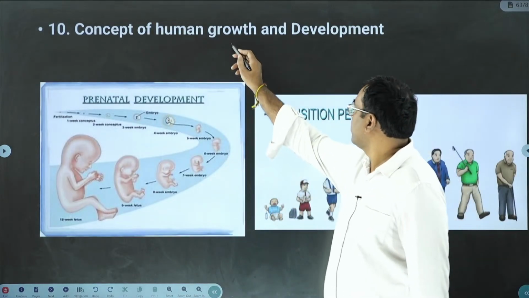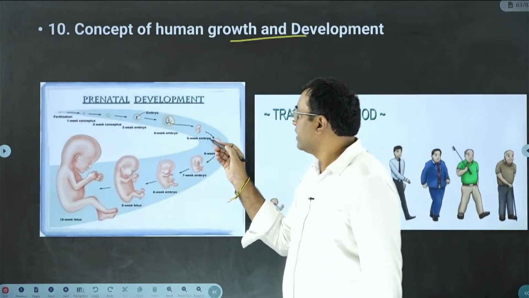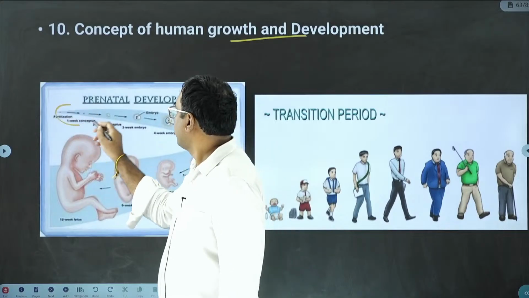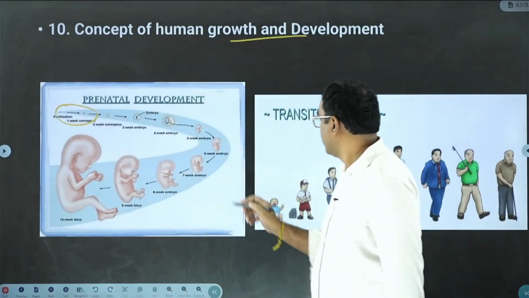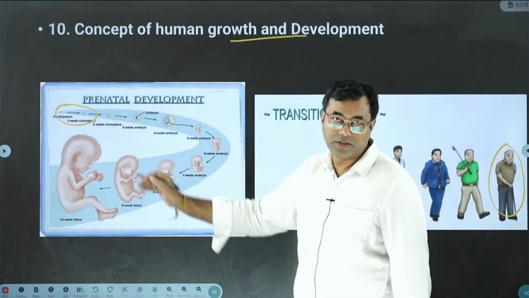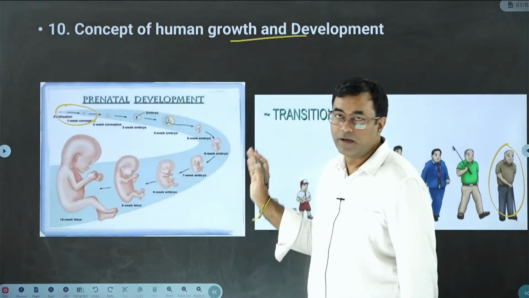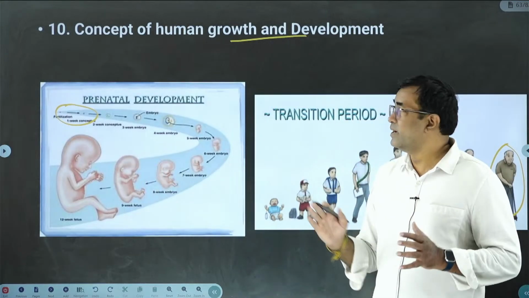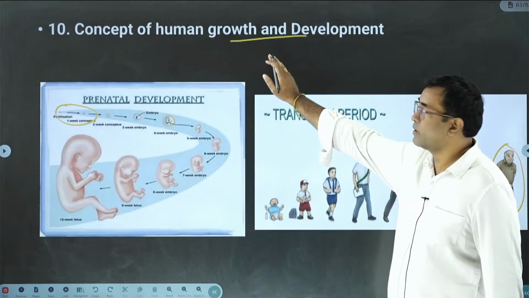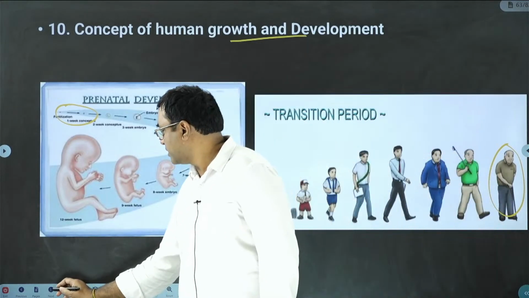Next one is the concept of human growth and development. From the fertilization process to the aging of people, each and every stage evolved by humans will be discussed as part of the concept of human growth and development. So this is considered to be part of anthropology.